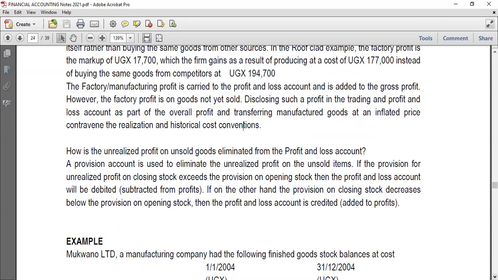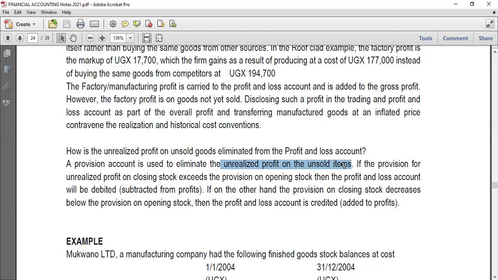So given that background, then how do we now cater for the unrealized profit on the unsold inventory, okay? Like we've seen, at the end of the period, we have what we call the closing stock. So we have to make sure that we cater for the unrealized profit on the closing stock. So this is what they are saying. How we account for this is that we should open up a provision account, okay? We should open up a provision account which is used to eliminate what? The unrealized profit on the unsold items, okay?